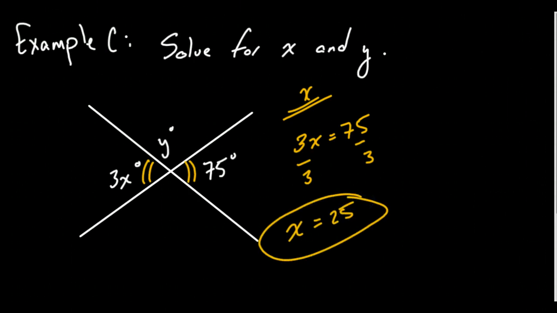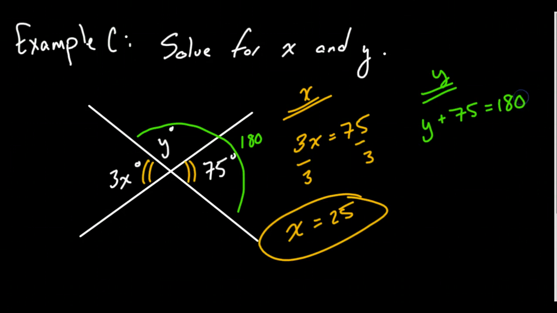Now to solve for y, we've got to approach it slightly differently. We don't have the vertical angle of it. We don't have the one down on the bottom of y. But we do know that y plus 75 is 180. Those two are supplementary. So y plus 75 equals 180. Subtract 75 on both sides. And we're left with the fact that y equals 105.